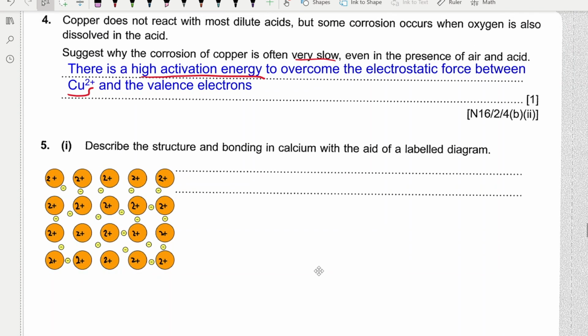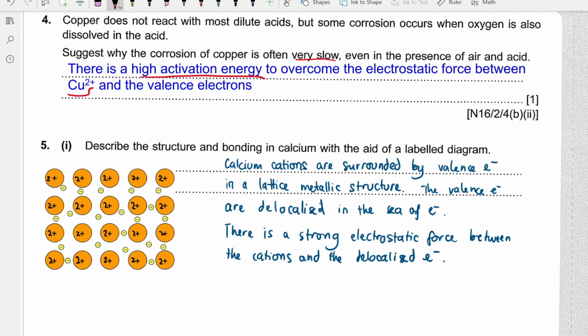Describe the structure and bonding in calcium with the aid of a labeled diagram. The structure of calcium will look like this. Calcium is a 2+ ion, and this is how we describe it. You have to mention the cations surrounded by valence electrons, mention the lattice metallic structure, and that the valence electrons are delocalized, and that there is a strong electrostatic force between the cations and the delocalized electrons.